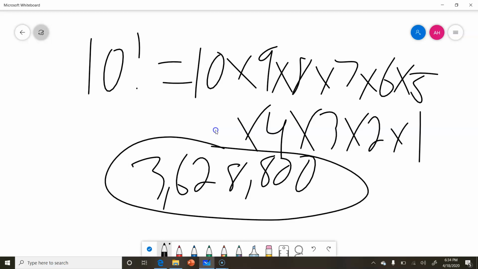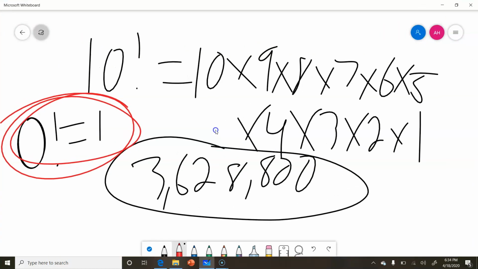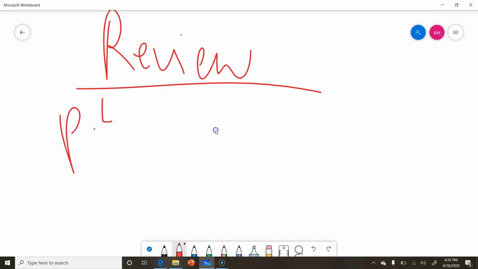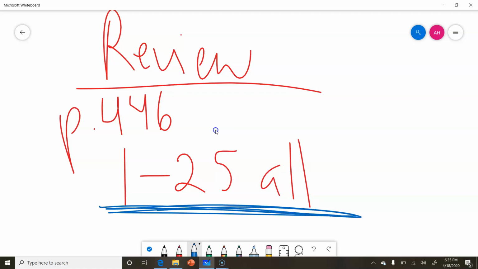You'll have something like that on the homework. Also, just so you're aware, if you ever have 0 factorial, that just equals 1. I realize I didn't cover that in the normal lessons, but 0 factorial is just 1, okay? There we go. So, homework for this review. We are on page 446. We're doing 1 through 25 all, and we'll do the other half for tomorrow's homework.